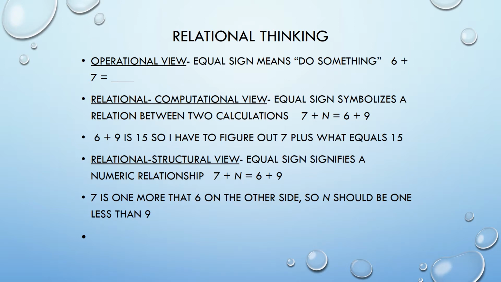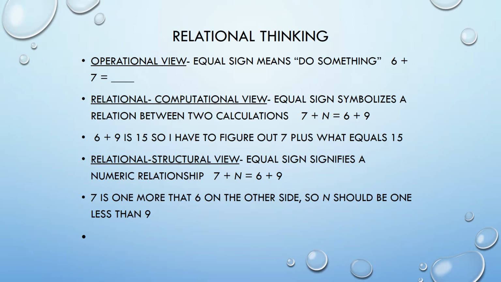So let's look at these three different types of relational thinking. First of all, children need to understand that the equal sign means to do something. That's the operational view. So we know that 6 plus 7 should have something on the other side, and it should be 13.